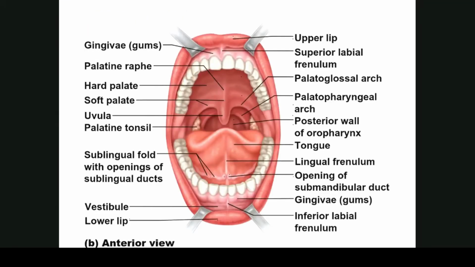The vestibule here is between the gums and the lips. It's in here, like where you put your chewing tobacco. But please don't do that. It's disgusting. Okay, other things we have, the gingiva or the gums.